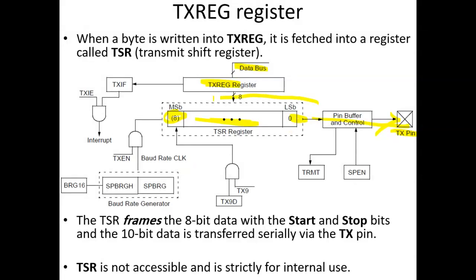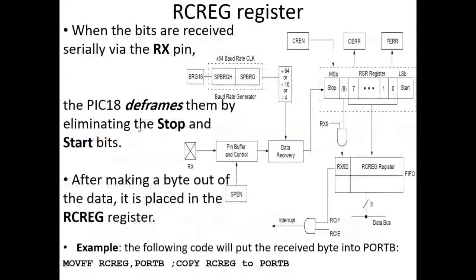Here we have another register, the TSR register, which is the transmit shift register. But as a user, we can use only the TX register. Just put the data to the TX register, and the CPU will do the rest. It will frame the data and start sending the data bit after bit. So the CPU will not send 8 bits of data, but will send 10 bits: the data itself, plus the framing bits, the start bit and the stop bit.